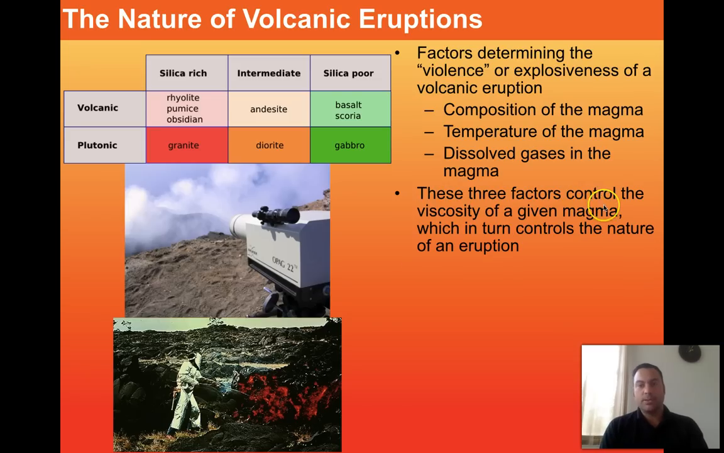So these three factors control the viscosity of a given magma, which in turn controls the nature of an eruption. So really the main issue here is viscosity. Remember, viscosity is the stickiness of a magma, how sticky it is, not only to other things, but to itself.